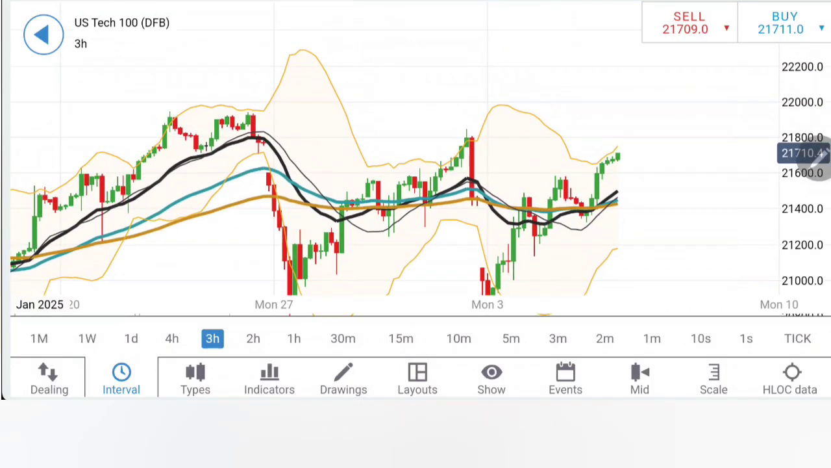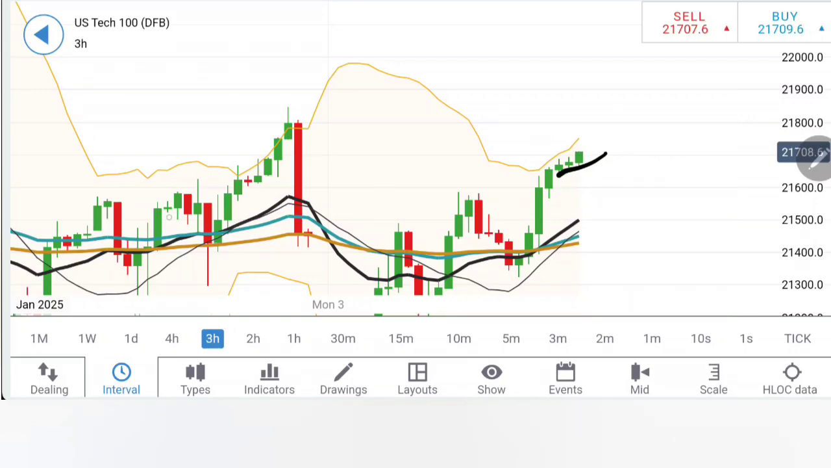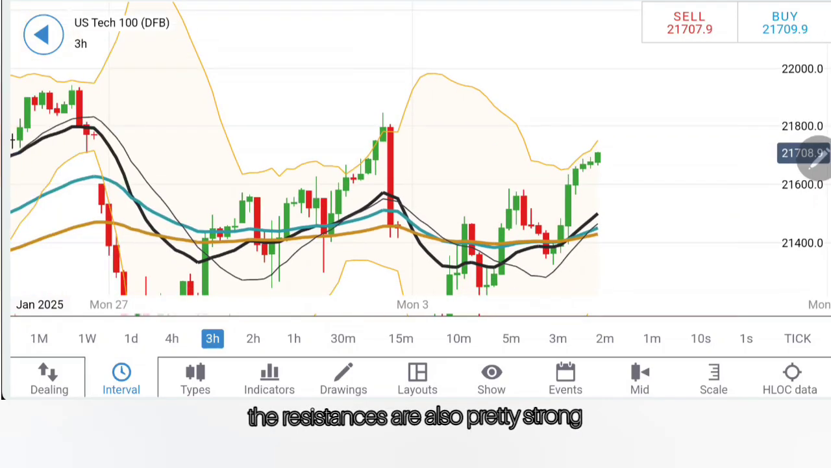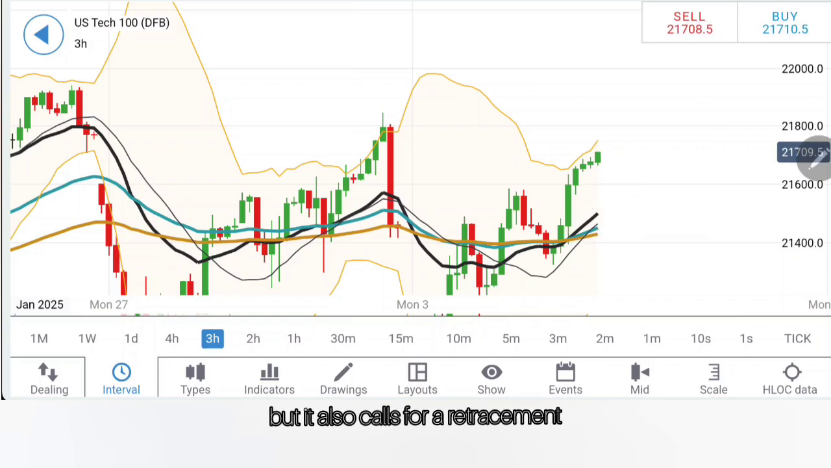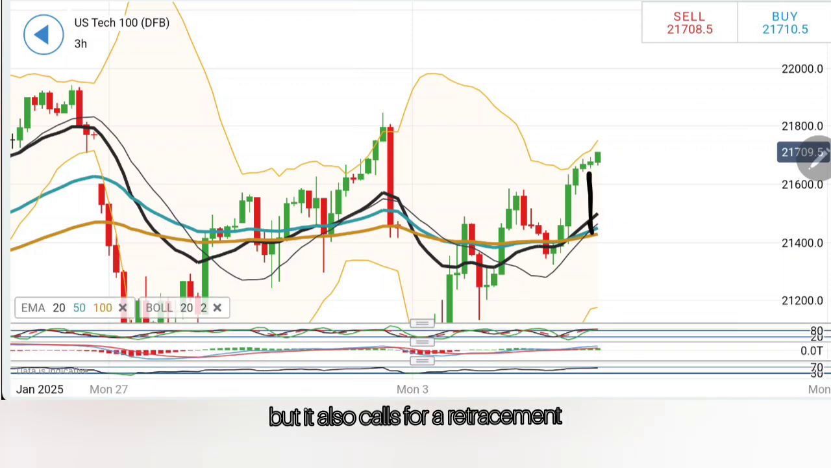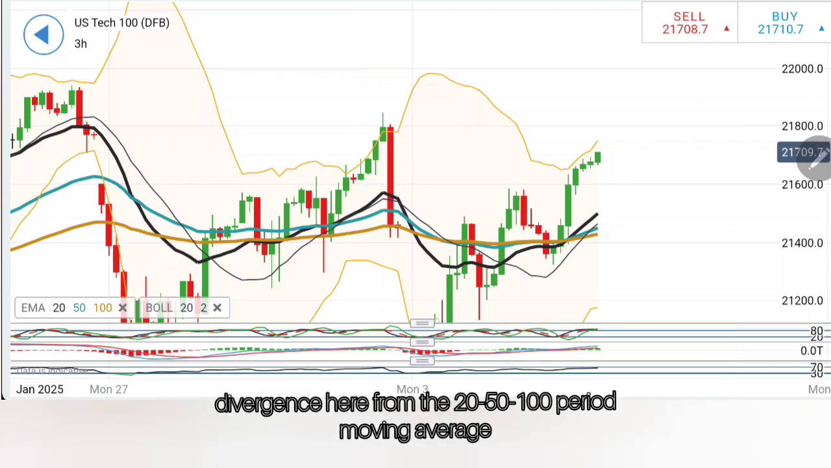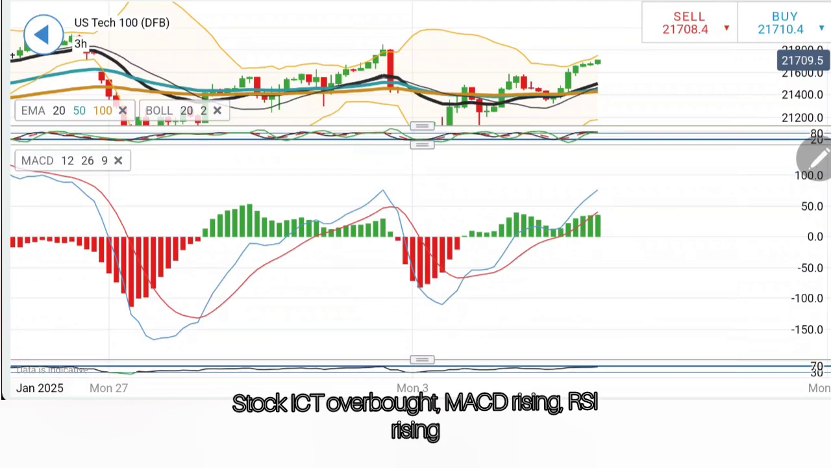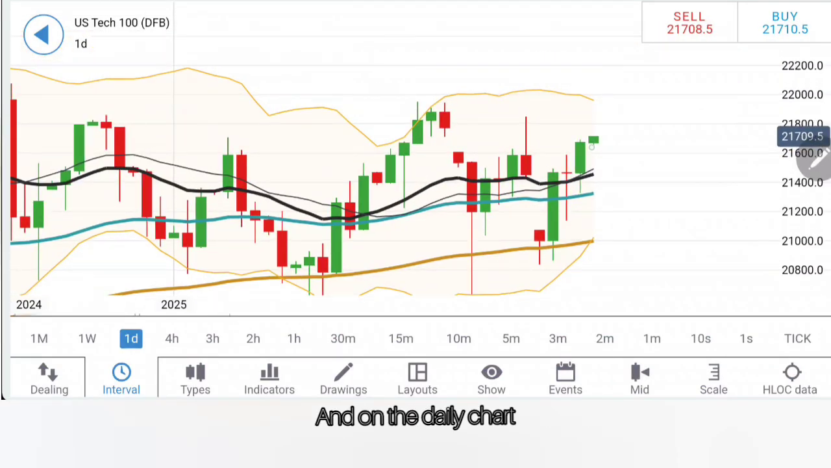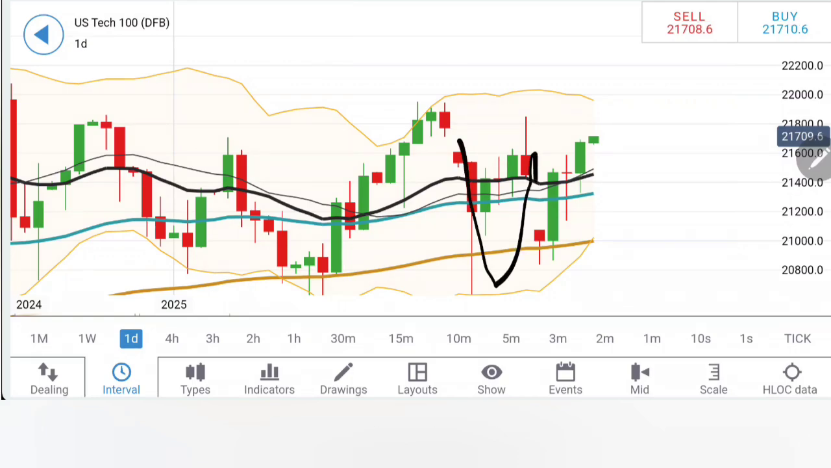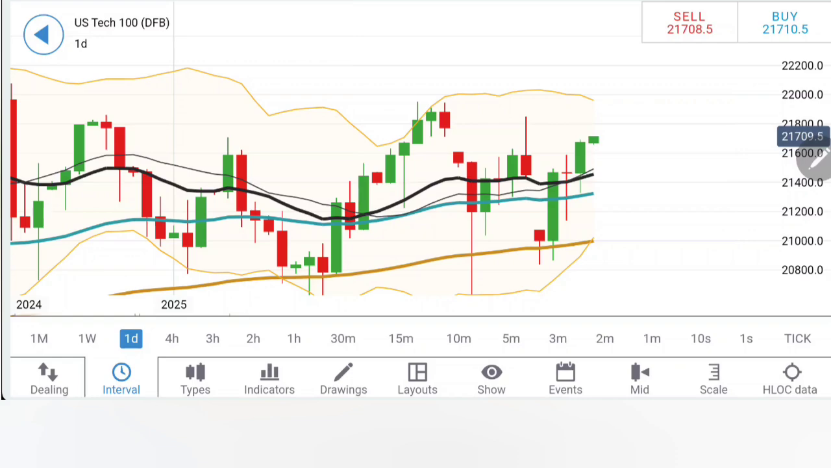On the 3-hour charts, also a similar observation here. See, increasing body size, looking up, trying to stay bullish. But then on the upside, the resistances are also pretty strong. The crossover here in the moving averages definitely is a good sign for the bulls, but it also calls for a retracement because the prices are trading with too much divergence here from the 20-50-100 period moving average. Stochastic overbought, MACD rising, RSI rising. Still, the signs are supportive of further bullishness. And on the daily chart, a similar observation here. And thus, I will say you have to be extra cautious as long as prices stay below 21,800-840.